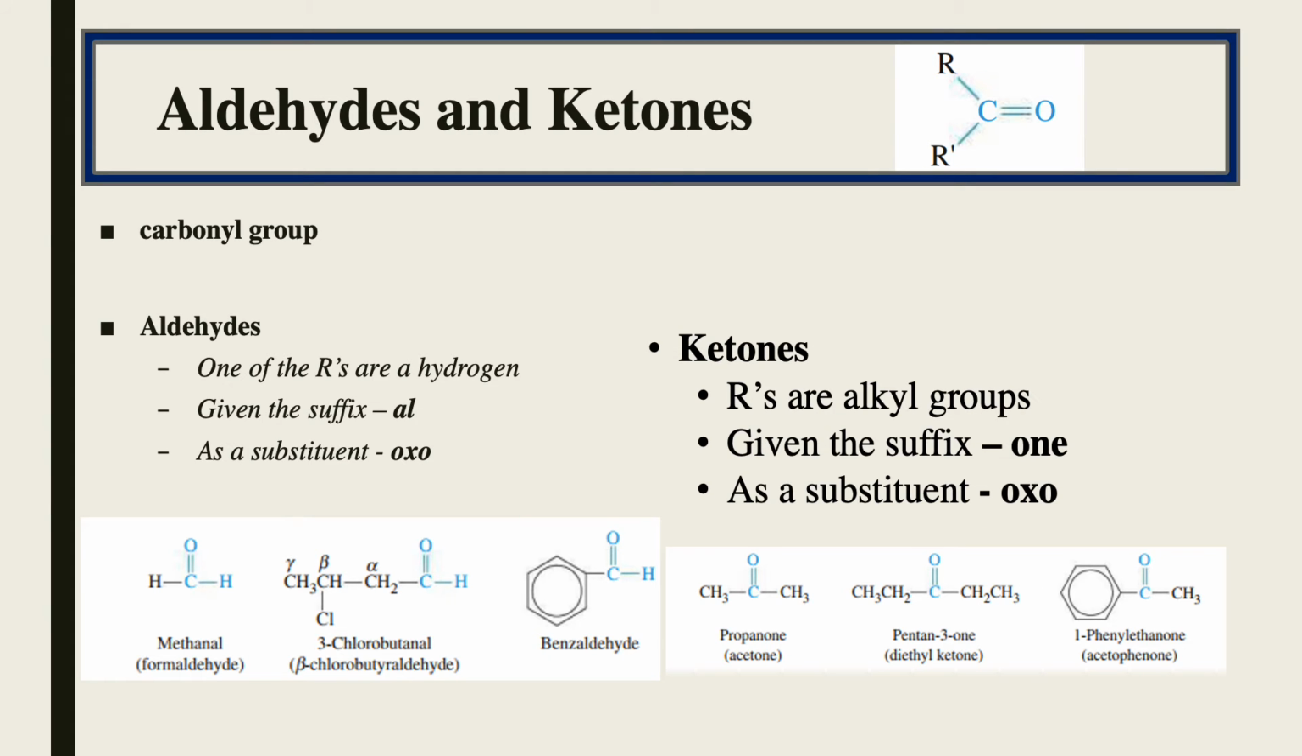Okay, so our aldehydes and ketones. These are both going to contain a carbonyl group. The aldehydes are going to replace one of the R's with a hydrogen, whereas the ketones are going to have both R's as alkyl groups. Aldehydes are given the suffix al, while ketones are given the suffix one, and both the substituents are given the name oxo. So as we can see here, as a simple example, methanal would have been methane, but as we have that carbonyl group, we're going to name it methanal, replacing the e with an al.